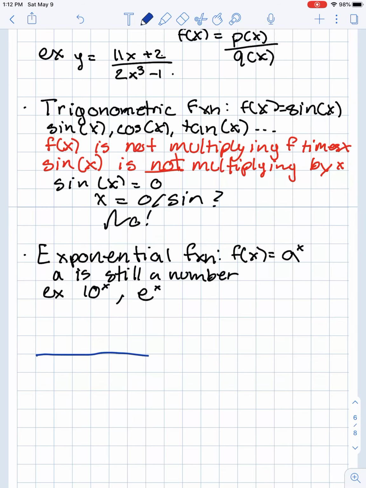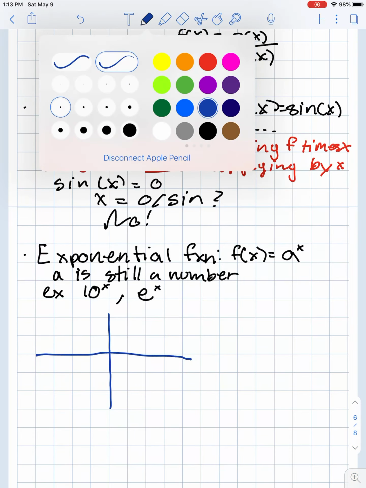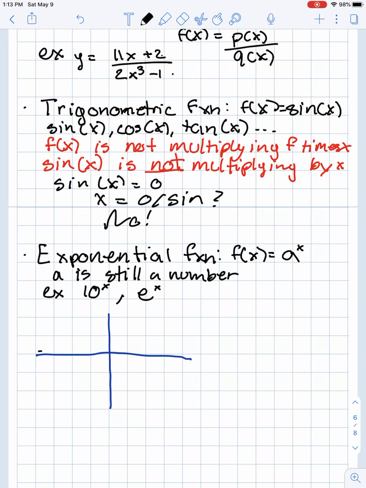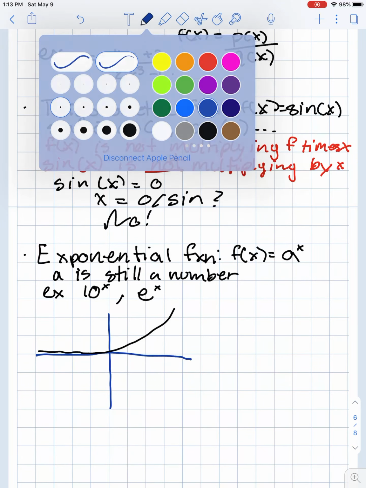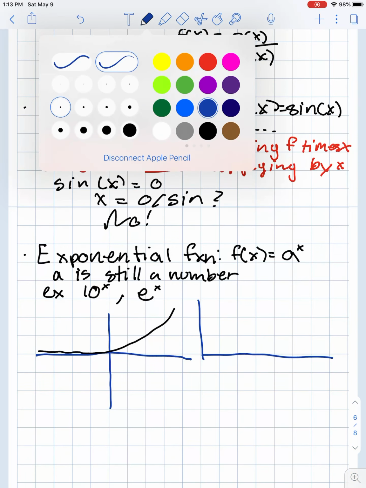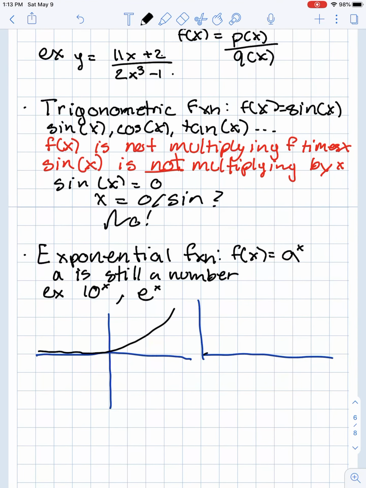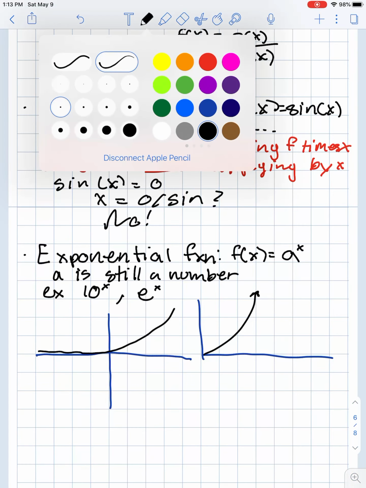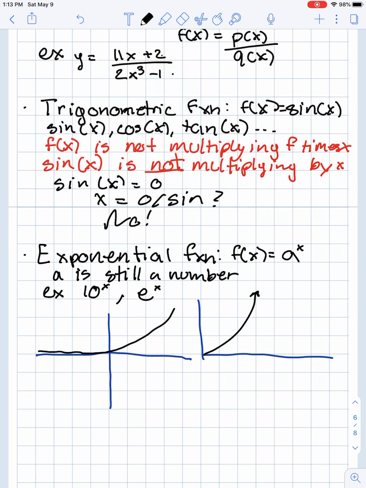And I'll show you a fun little picture of them. They're going to be really small over here, and then right after here, they're going to get bigger and bigger and bigger. Exponential growth. If you hear people talking about coronavirus right now, how there's exponential growth, it's because we're looking like this. We're getting steeper and steeper and steeper as time goes on.